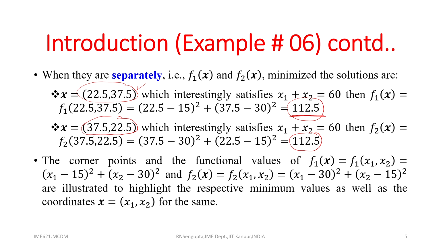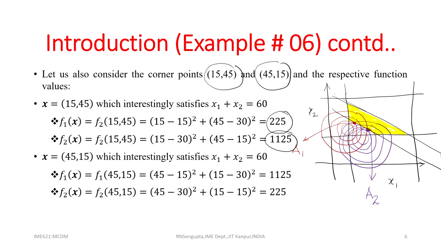So, if I want to compare, 112.5 is much less than these values of 225 and 1125. So, obviously, the points 15, 45 and 45, 15 would never be the minimum points, based on the fact that we want to find out the minimum value for f1 separately and f2 separately.